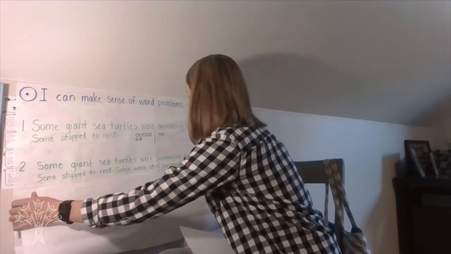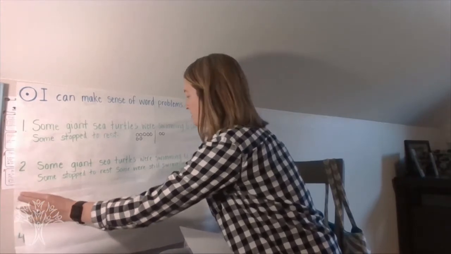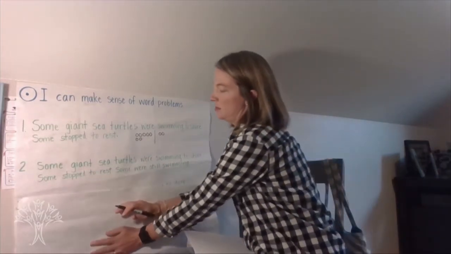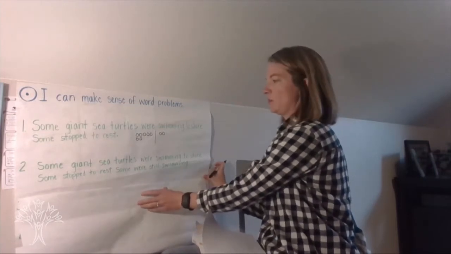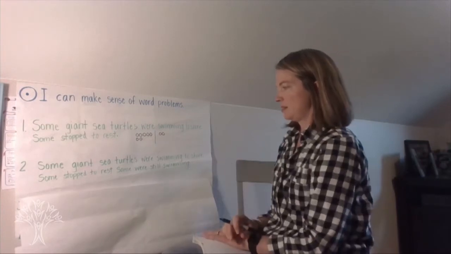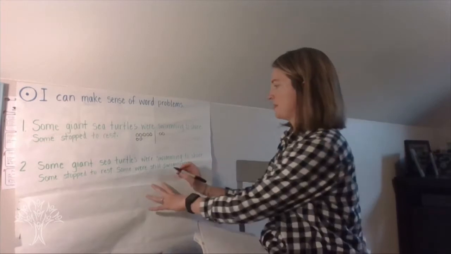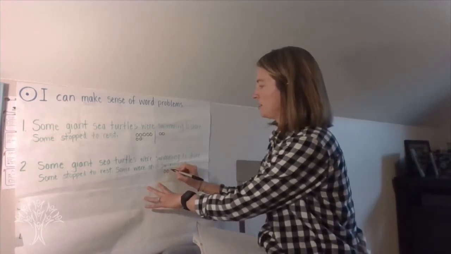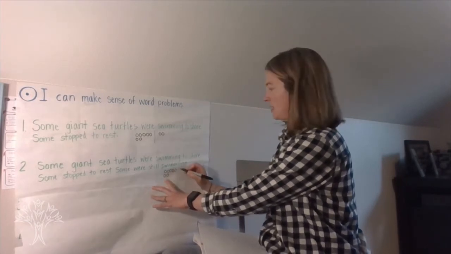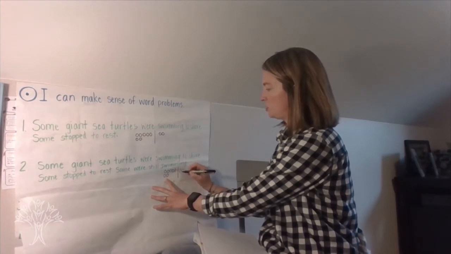Some giant sea turtles were swimming to shore. Some stopped to rest. Some were still swimming. Oh, we have a little bit more information. What changed in our story, and how can we change our model? So it says some giant sea turtles were swimming to shore. So I've got that already. I think there were 7. I'll add that down. And I think some stopped to rest. So maybe 2 stopped to rest.